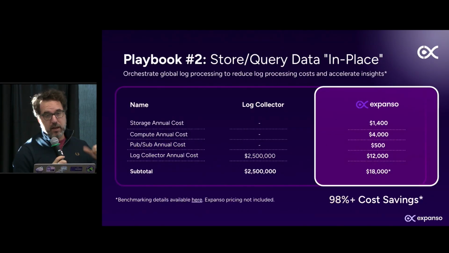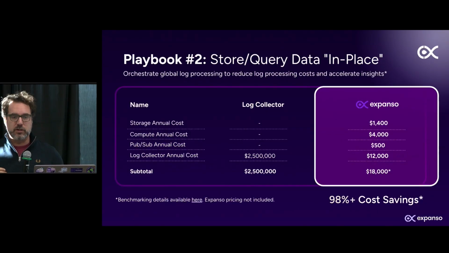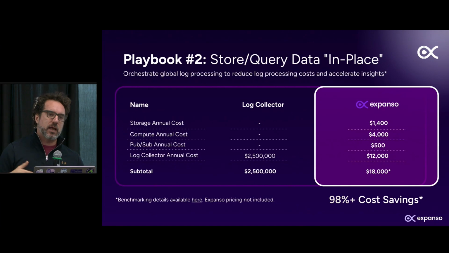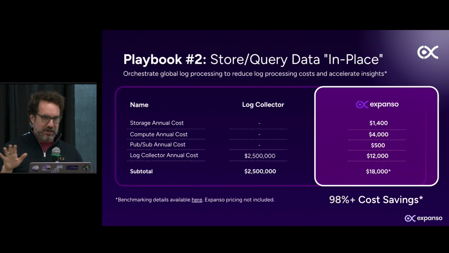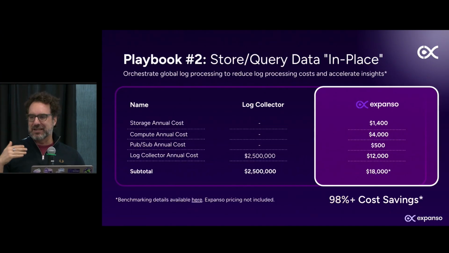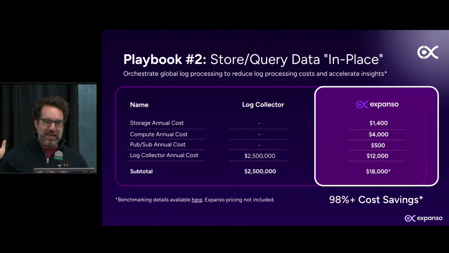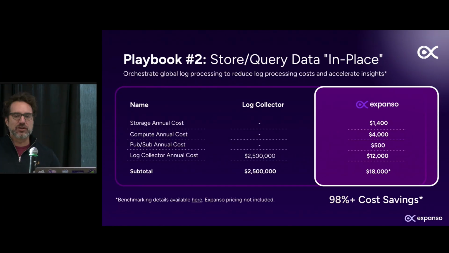And this is a real example that we mocked up for a customer. They were spending $2.5 million a year on their SIEM. We came in and showed them how to save 98%. That is not an exaggeration. Like 98%, $2.5 million, in a week. Like, it took no time. Now, in full disclosure, they didn't do that.